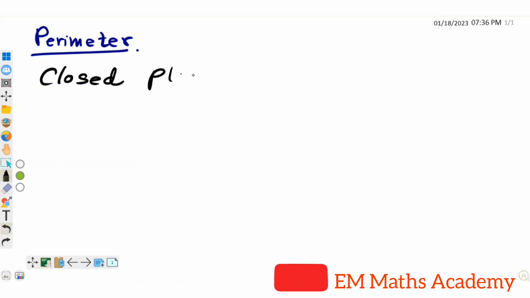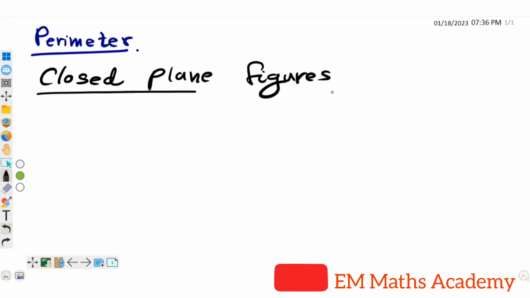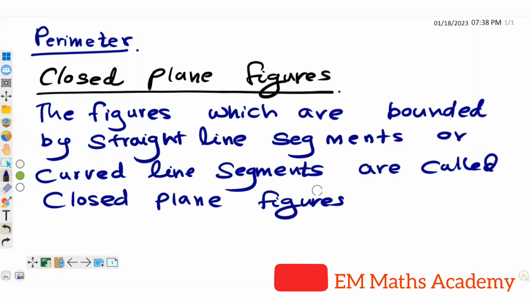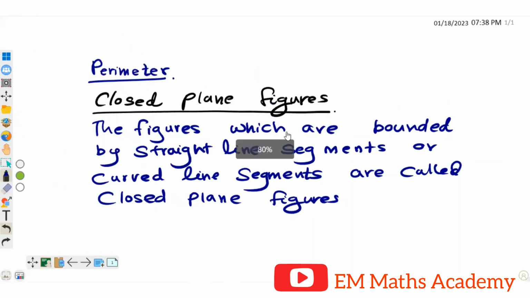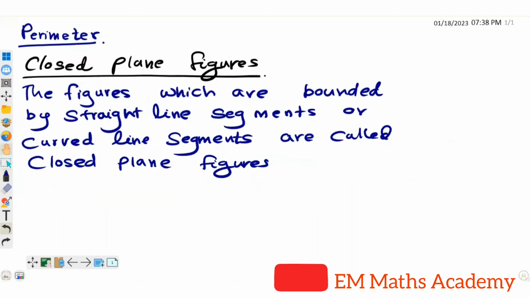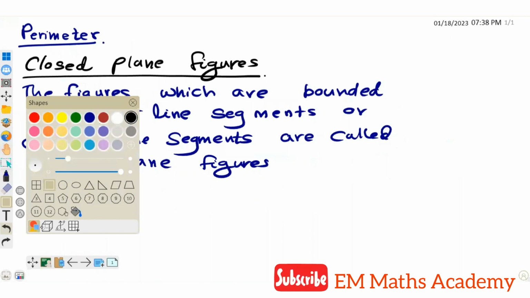plane figures are. Okay. Then let's write. Then we can draw closed plane figures using straight line segments or curved line segments. Okay.